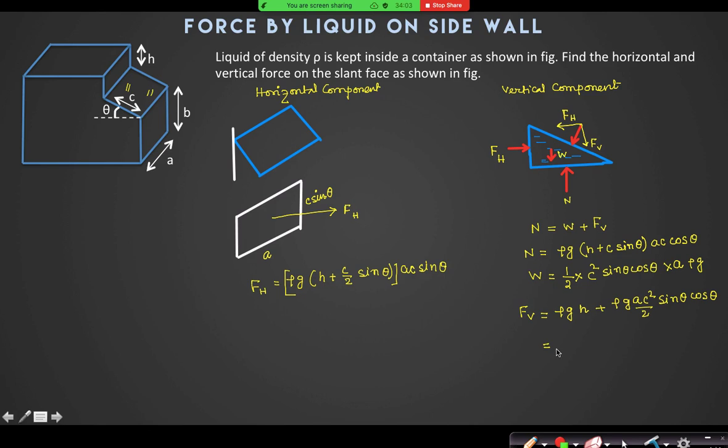Yes. So now you can just simplify. It is rho g into h plus AC square by 2 sin theta cos theta. Sir, there will be one cos theta with the rho g h, one AC cos theta. Rho g h into AC cos theta is there. Yes, yes, I missed that part.